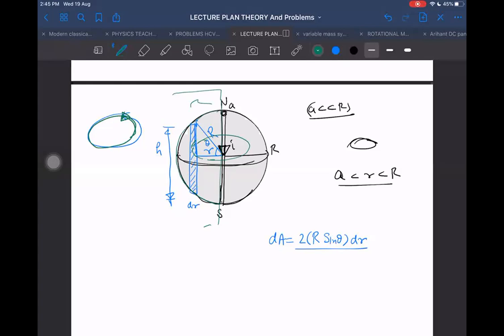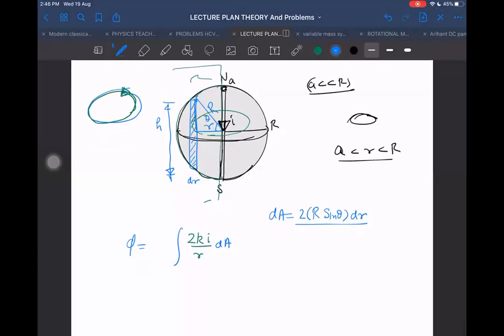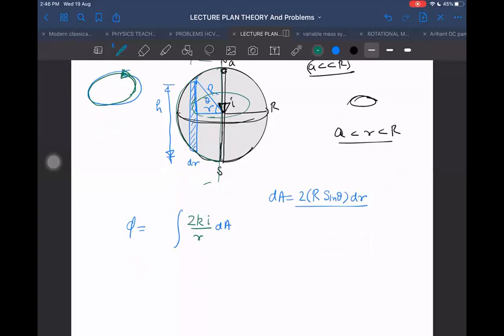So to do that, I will write now the magnetic field formula, which in this case, I told you by Ampere's circuital law, we were getting the same formula as that of an infinite current carrying wire, 2Ki by R, magnetic field into dA, that is d phi. The integral of this I want, that will be phi, but I want flux per unit current. So if I divide by I, then that will give us L.